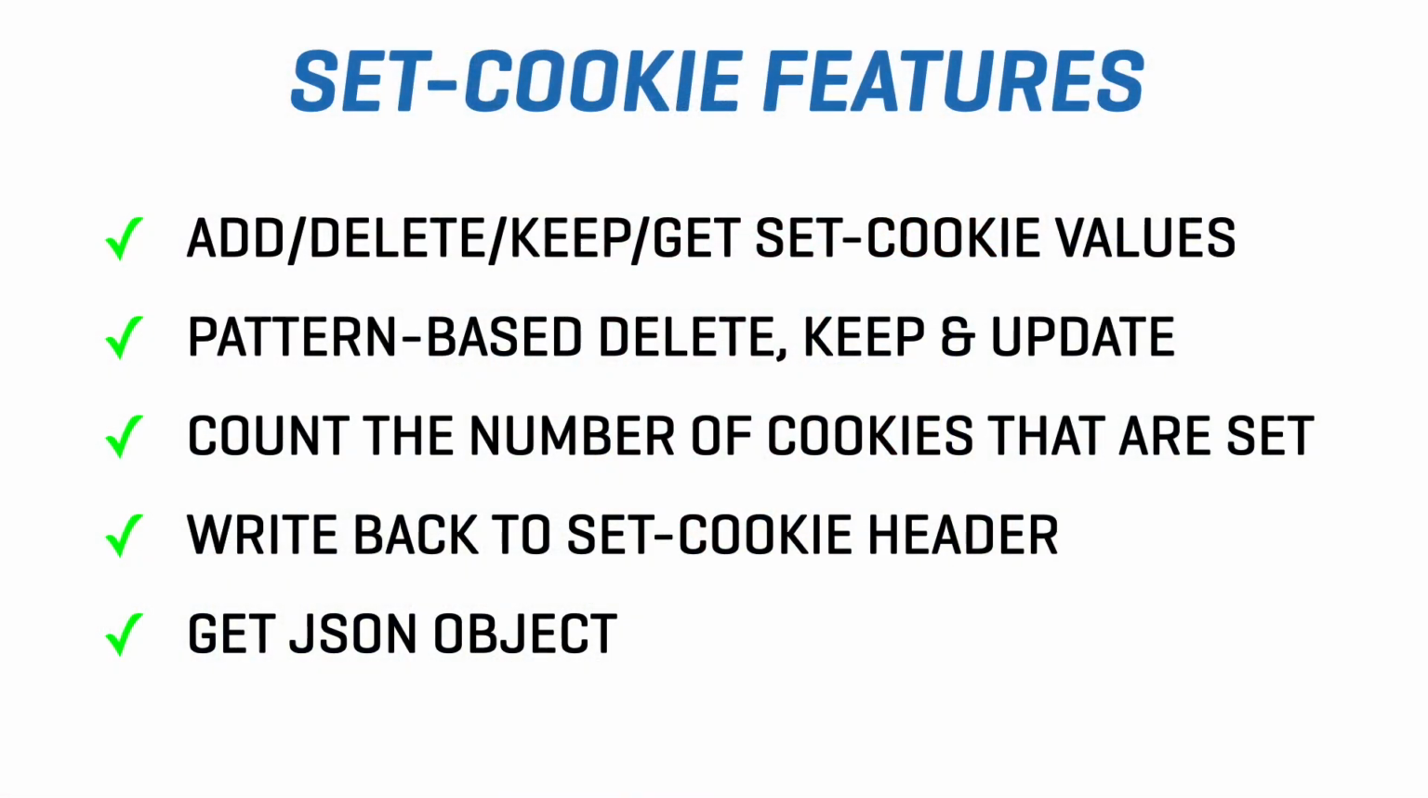With this example in mind, we can zoom out again and look at it from a conceptual point of view and describe the set cookie capabilities that Cookieplus has. And I must admit they're very much on par with the regular cookie capabilities of Cookieplus. This means we can add, delete, keep, and get set cookie values, just like we can with regular cookie values. We can also perform pattern-based delete, keep, and update actions. We can also count the number of cookies that were set in a set cookie header. We can write the data back to the set cookie header as you saw in the example earlier. And you can also get the JSON information.